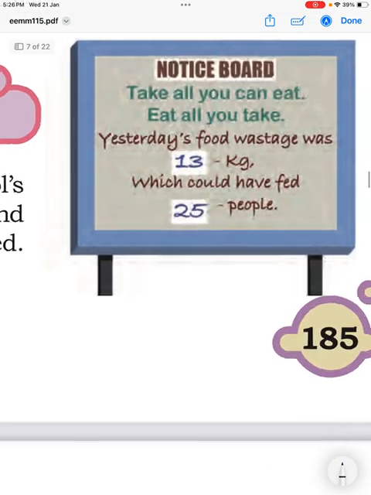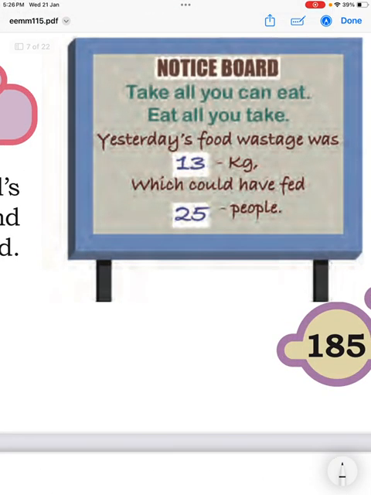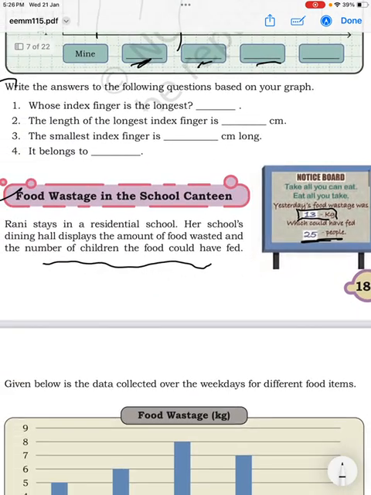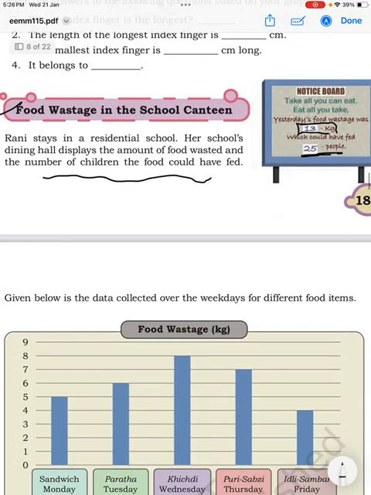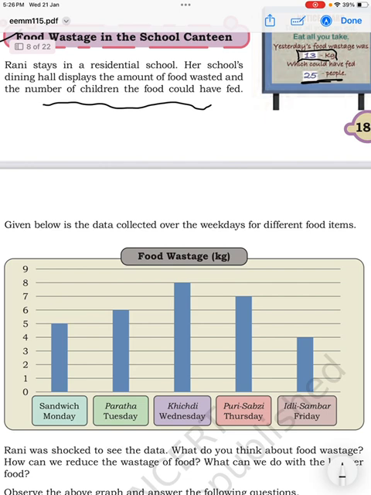Let's read the notice board. Take all you can eat. Eat all you take. Yesterday's food wastage was 13 kg, and these 13 kg could have fed 25 people. So this is a very serious thing. We have to think about it. Never waste food.